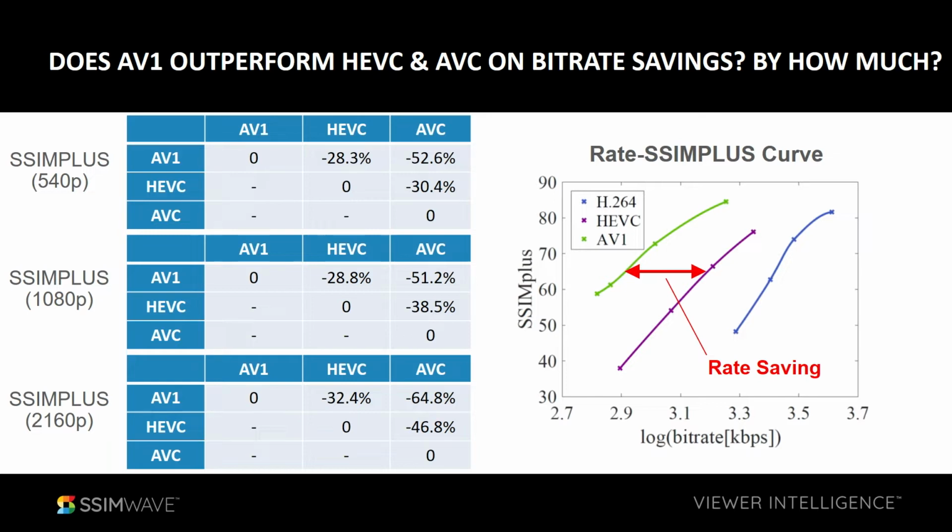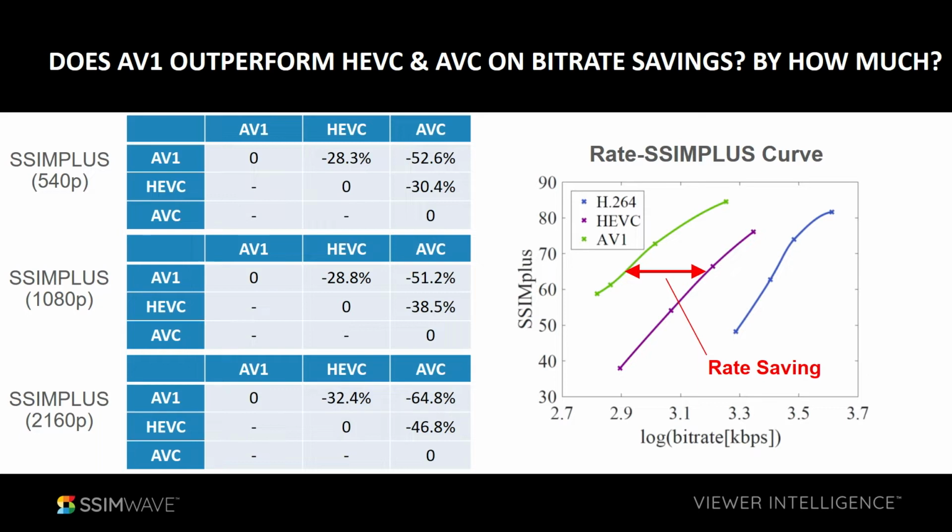Then when you say how much bit rate savings you can get, it only makes sense when they achieve the same quality. Otherwise, it's not going to be a fair comparison. So you draw a horizontal line, and the red arrow there shows how much rate savings you can get. Then you can convert that into a percentage.